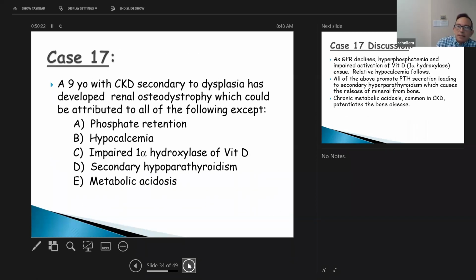A 9-year-old with chronic kidney disease secondary to renal dysplasia has developed bad bones, renal osteodystrophy or metabolic bone disease of chronic kidney disease, which can be attributed to all of the following except. So which one does not contribute to bone disease? And this is just pay attention to words, right?